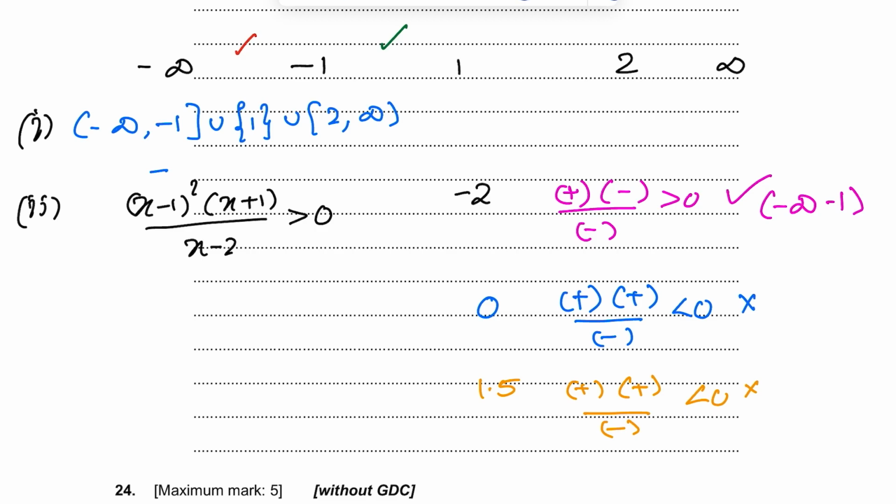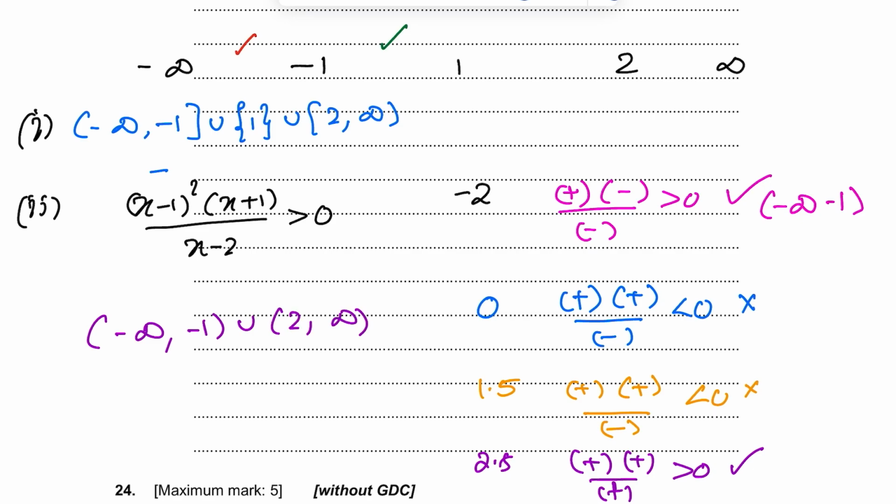Then finally I'll be taking 2.5, so it becomes positive, positive and positive, so therefore it is greater than 0, it is possible. So my final answer for part 2 will be negative infinity to negative 1 union 2 to infinity. That's going to be the answer.